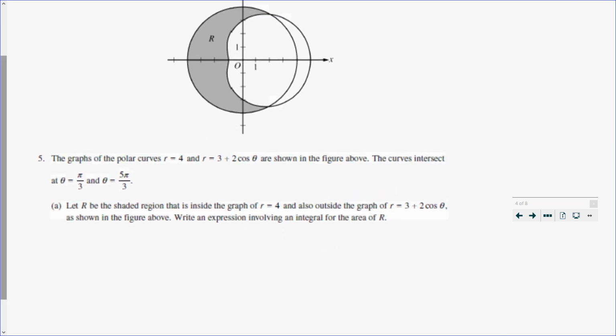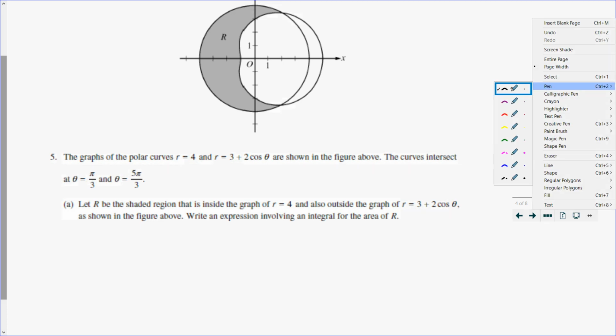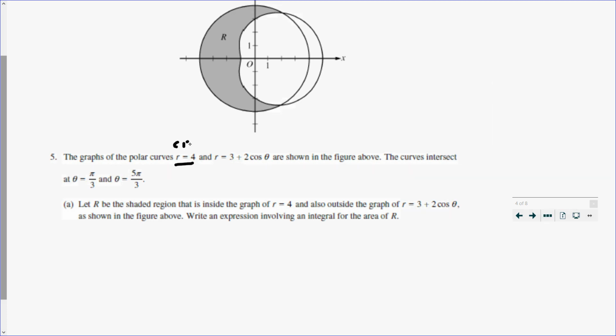So they give us two graphs here. They give us first a circle right here, and you can kind of see that that's the outline right here. And then they give us this limaçon, which is this little butt-shaped graph right there. All right, and they tell us where the curves meet. Now, the first question says let R be the shaded region inside the circle and outside the limaçon.